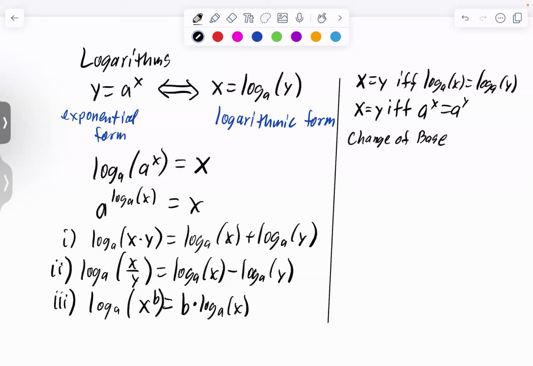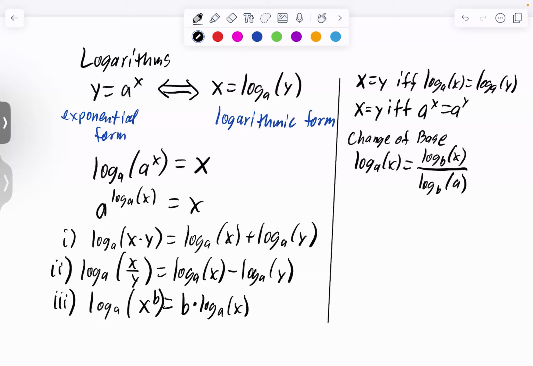We also have change of base. Meaning if we have a base that we can't use because our calculators maybe only do base E or base 10, then we can change the base to make it one of those so that we can actually calculate it out. So log base A of x is going to equal log base B, a new base, of x, over log base B of A. And usually base B is going to be, like I said, E or 10.